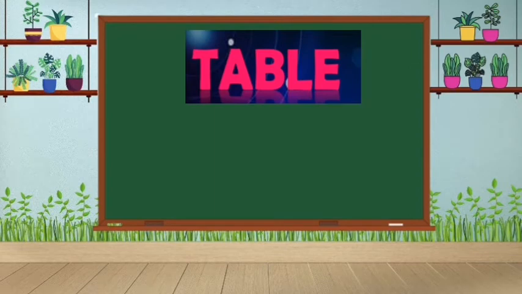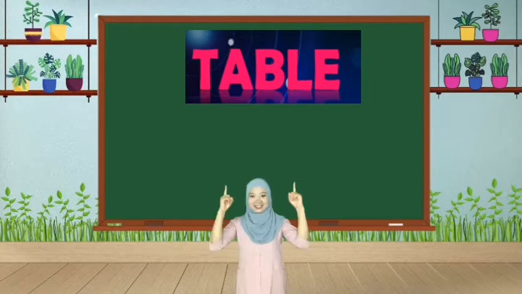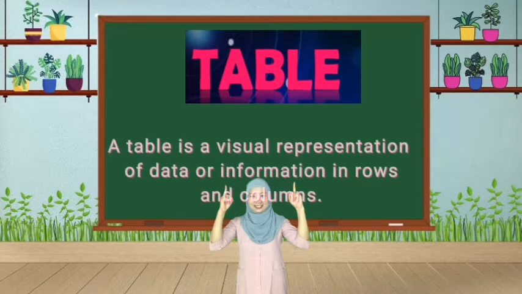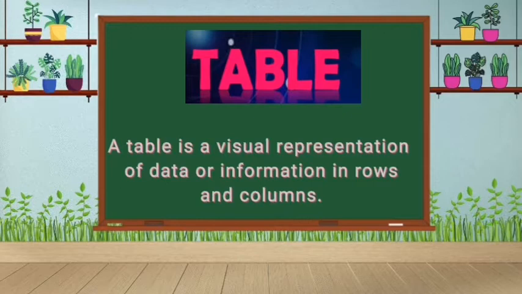So ladies and gentlemen, the first graphical representation that we can use is a table. So what is a table? A table is a visual representation of data or information in rows and columns. So meaning, a table is a graphical representation wherein you are going to use rows and columns wherein your details are put in, for you to be able to have a graphical representation using a table.